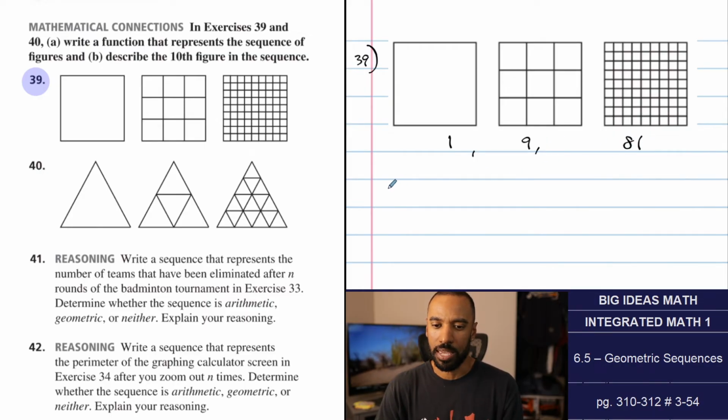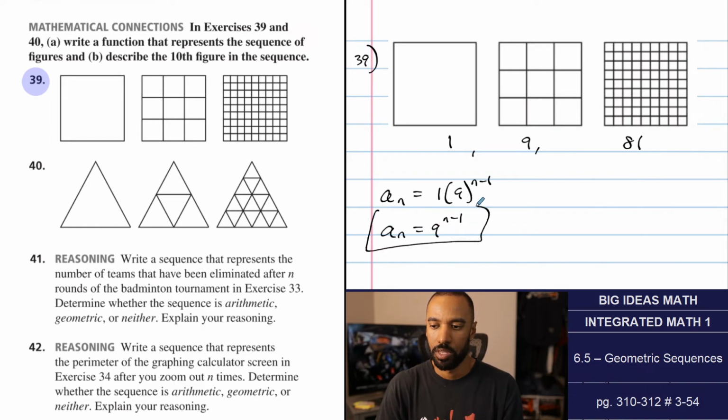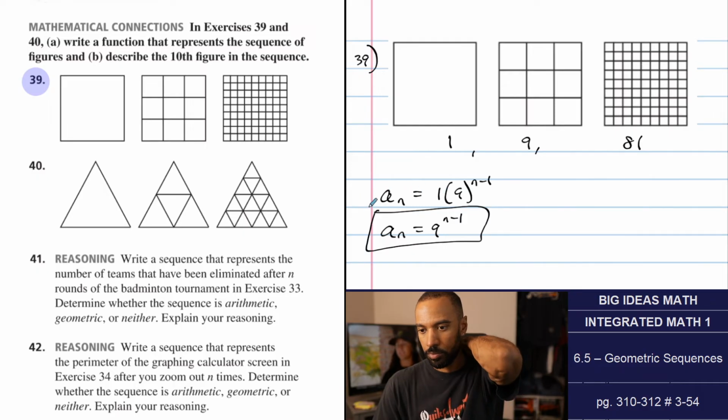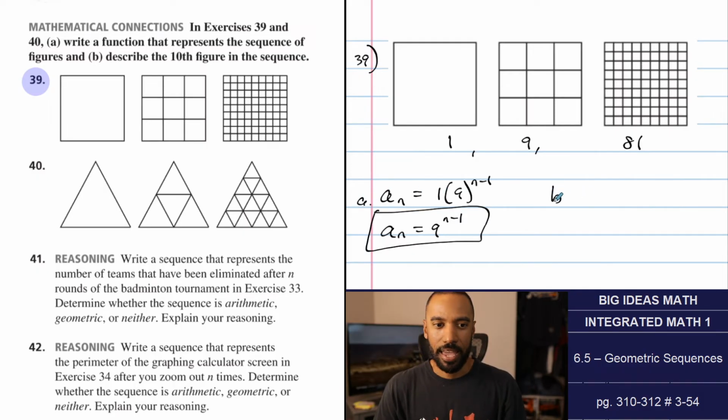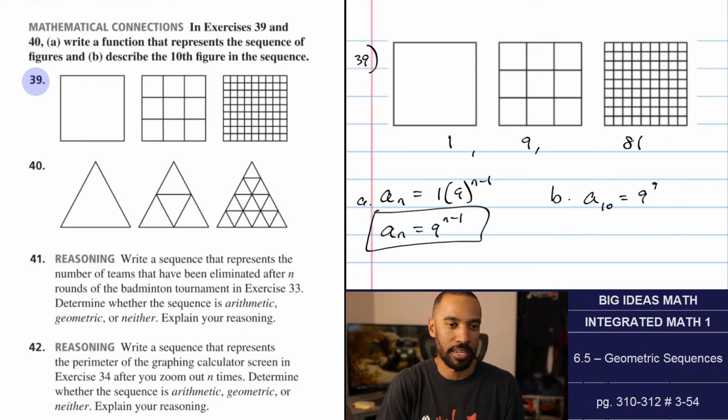So if we use this notation again, this is 1 times 9 to the n minus 1 power, or 9 to the n minus 1 power. So there's our rule. And then describe the 10th figure in the sequence. So I don't know if I have to actually calculate it, but you do a sub 10 equals 9 to the n minus 1 power, or 9 to the 9th power.